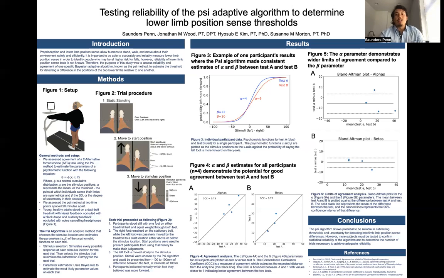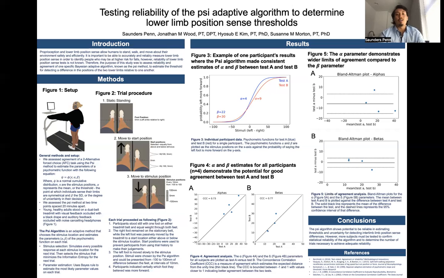For our methods, participants performed two separate AFC tasks with visions of their legs occluded. The tests were 20 minutes apart and consisted of 75 trials each. On each trial, participants' left limb was slowly moved by the treadmill to a stimulus location located every 10 millimeters from negative 100 to 100 millimeters of difference between the two ankles. Positive values indicate the left limb was more forward, negative values indicate the right limb was more forward. The participants judged which limb they felt was more forward, left or right.